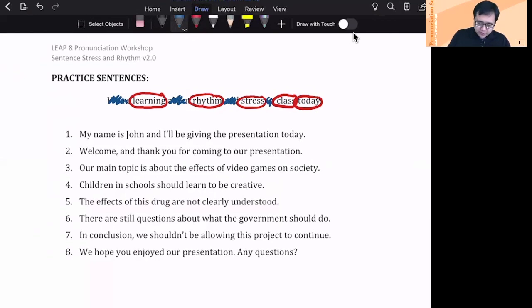So the first step is going through these sentences and identifying where the content words are. So why don't we do that right now? Why don't you pause the video, go through each sentence, and just figure out where do you think the stress words are? Where do you think the content words are? And then I'll show you a way that we can practice reading it together.